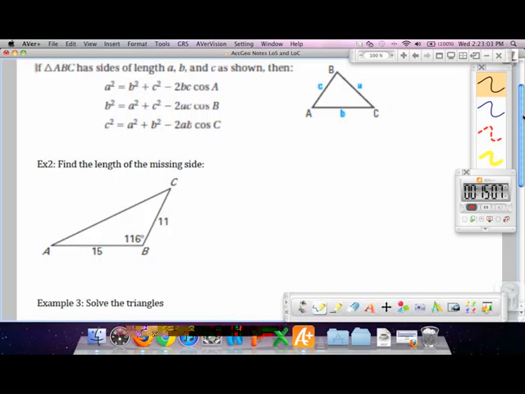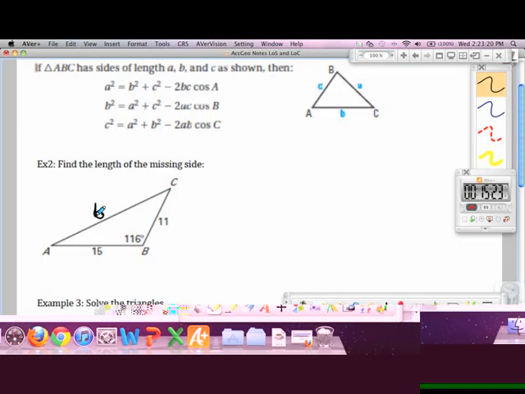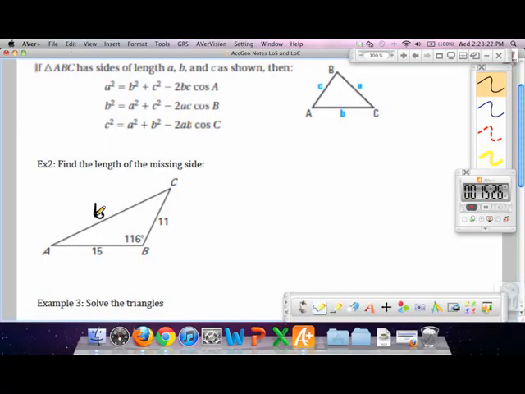Find the length of this missing side. We'd call this side little b because it's opposite of angle b. You can call it whatever you want, but I'll call it little b. Notice that the important information to find a side in our general triangle is that we need to know side, side, and the measure of the included angle. Do we know that? Side, side, measure of the included angle. Sure. So let's plug and chug here.